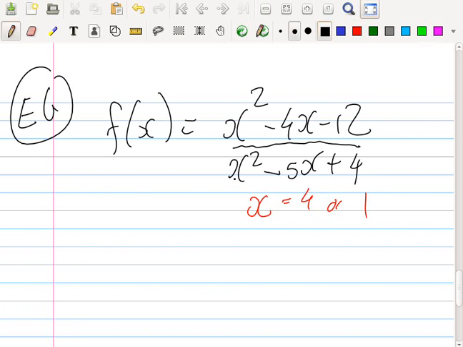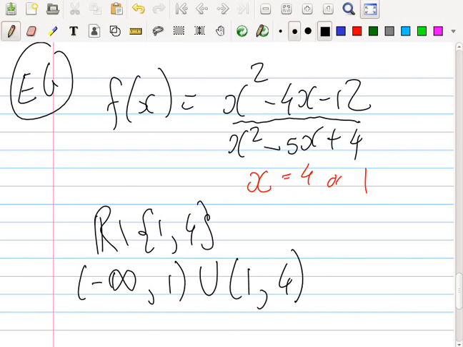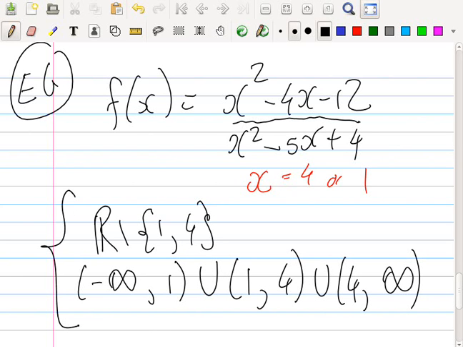So then your answer would just be all real numbers except 1 or 4. Or another way to write it would be minus infinity to 1, 1 to 4, and then 4 to infinity. So you can write them both ways.